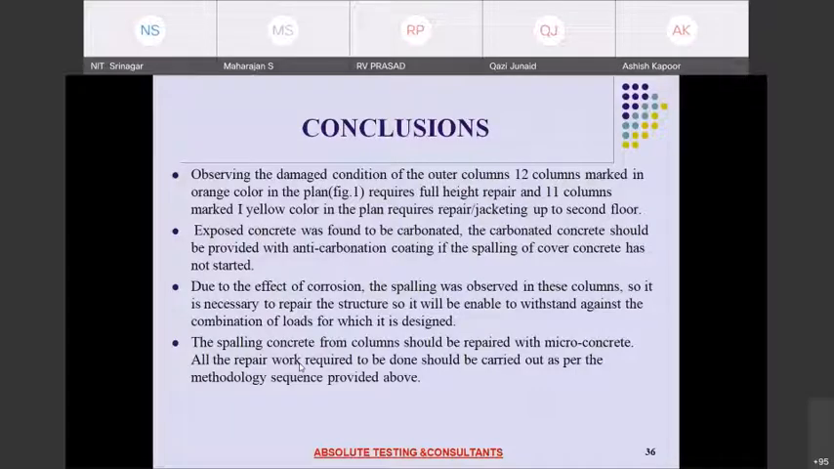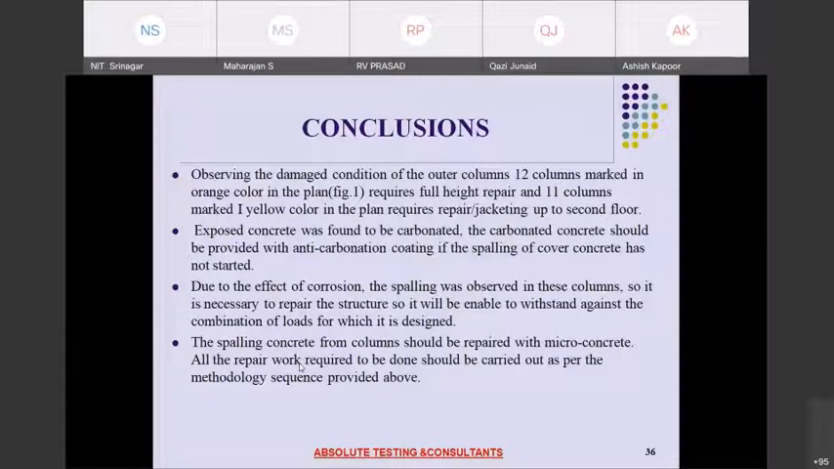So this is the conclusion. Observing the damage condition of the outer columns, 12 columns marked in orange color, which I have shown in the plan initially, require full height repair, and 11 columns marked with yellow color in the plan require repair jacketing up to the second floor only. The exposed concrete was found to be carbonated. The carbonated concrete should be provided with anti-carbonation coating if the spalling of concrete has not started, so that the rate of carbonation is decreased.